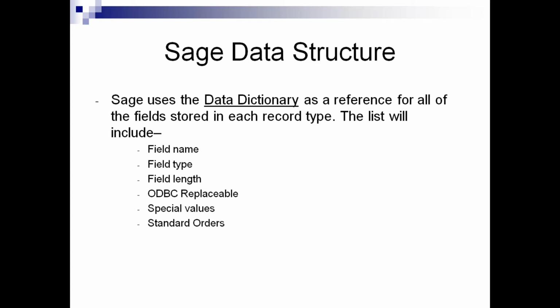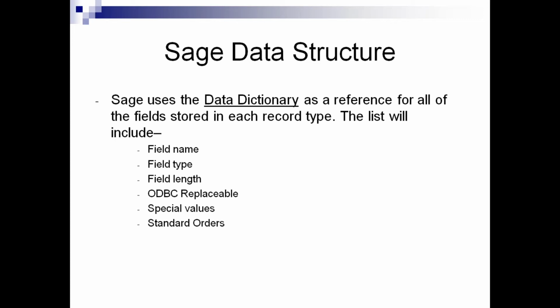One of the things that Sage has created for you to help with this is something called a data dictionary. What you're going to see in this data dictionary is not only the field name, but what type of field it is, whether it's alpha or numeric, the field length, so what's the maximum length or width of the field, whether or not this field is ODBC replaceable or creatable, and whether there are any special values for these particular fields, meaning things that are hard-coded into the software.